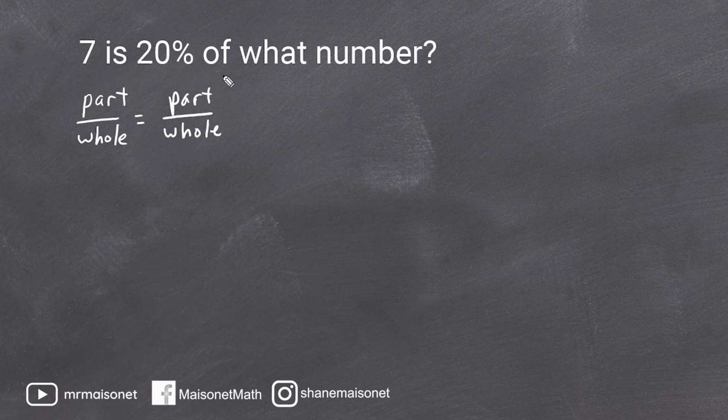Now, this problem really gives us three numbers. So we can put the three numbers where they go in the four parts of our proportion and solve for the missing part of our proportion. So what we're going to do is set up our blank proportion like this.